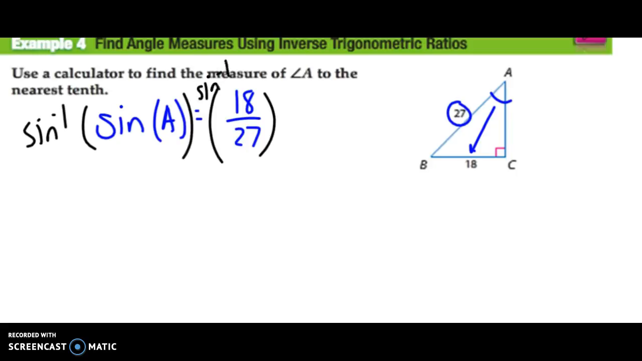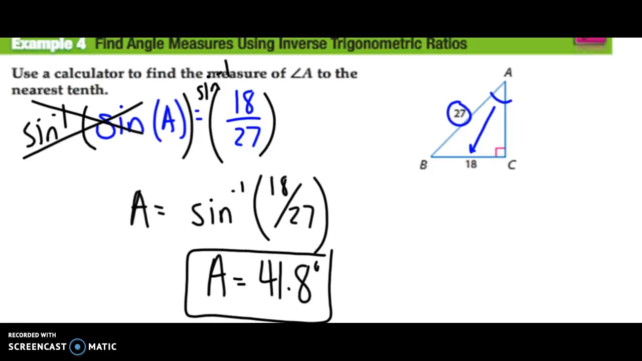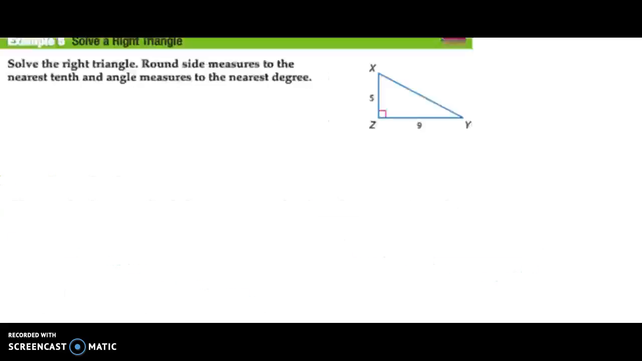Now you'll see the inverse sine of sine, those two cancel each other out, and I say A is equal to sine inverse of 18 over 27, which I can just put into my calculator. And when I do that, inverse sine of 18 divided by 27 is approximately 41.8 degrees. Here's two more guided practice problems. You can try the same.